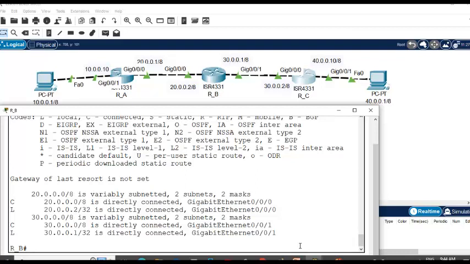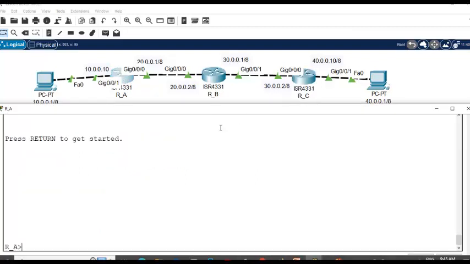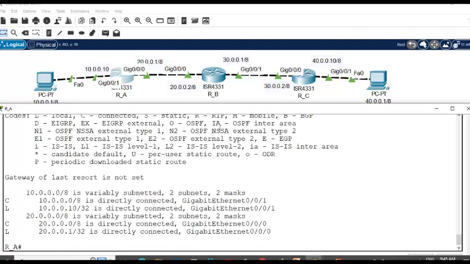Now our aim is to enable RIP. Let us see how. Before enabling RIP, I want to show you by typing the command show IP protocol that there is no protocol running. It is not displaying any protocol. After enabling RIP, I'll come back and show you the same command. That's what we saw in the presentation. When I type show IP protocol, nothing is coming because we did not enable RIP.